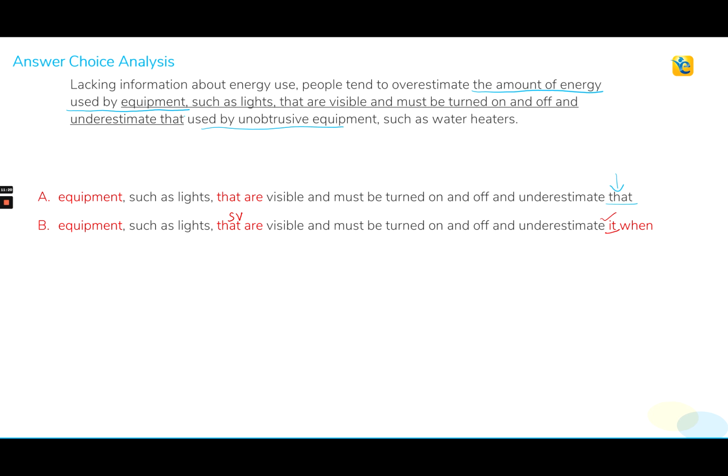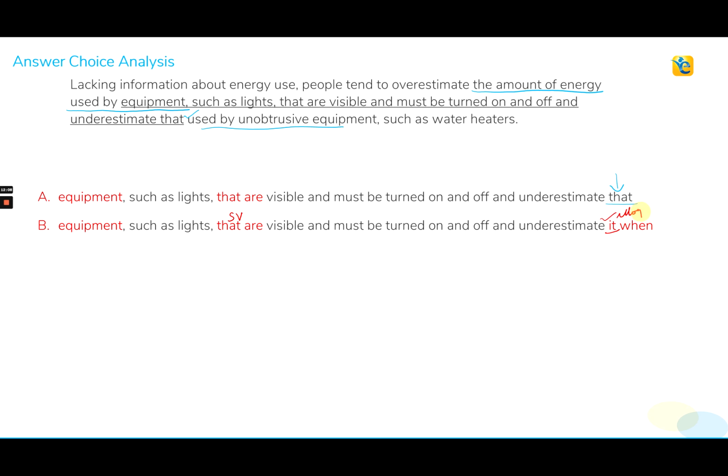It is dependent totally on this particular phrase over here to present the intended meaning, but that is not the case with it. Firstly, there is a hindrance between it and used by unobtrusive equipment. So when we have it in the sentence, it acts pretty independently, and it will stand as a replacement for the exact noun that has been used in the sentence. In the case of this sentence, that noun is the amount of energy used by equipment that are visible and must be turned on and off. So if we plug this entire noun antecedent in the sentence, we understand that the meaning that we are getting here is absolutely illogical.